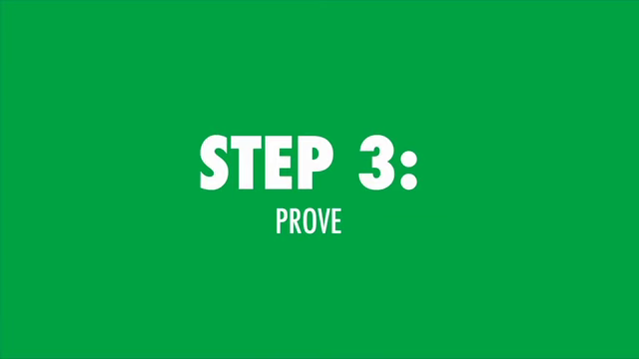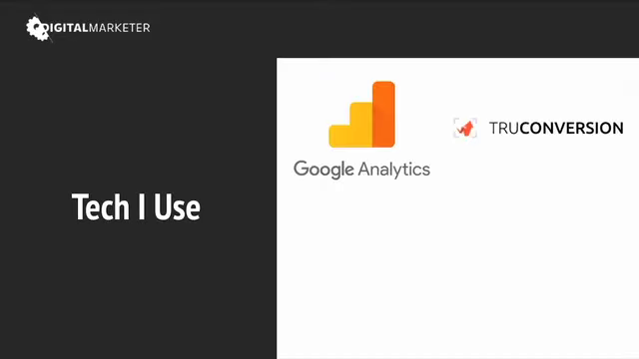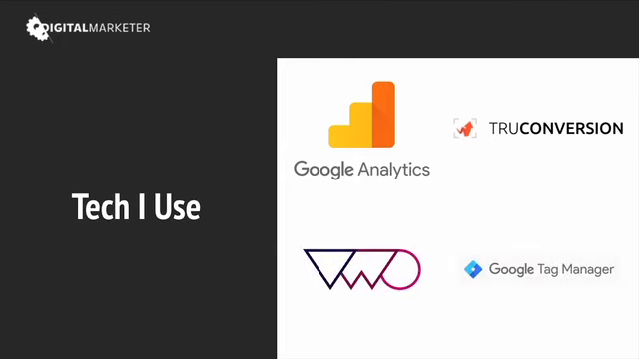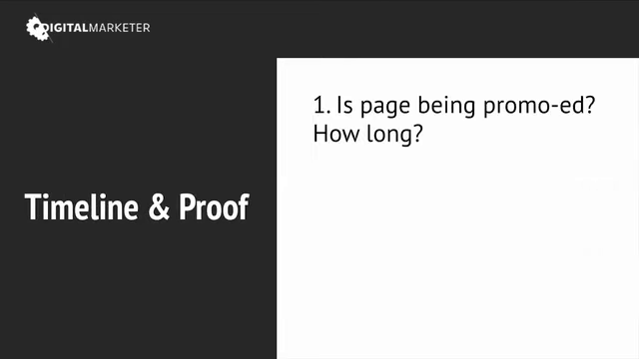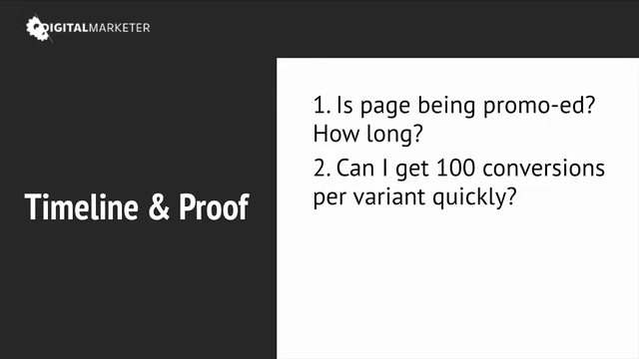So then how do I prove these things, right? I already talked about the different types of landing page tests that you'd be running there. So the tech I use is Google Analytics, True Conversion, Visual Website Optimizer, and Google Tag Manager. So how I do that is I like to ask myself, of this page, is the page being promoted? Are we getting sizable amounts of traffic? If we're not getting traffic to it, it's going to be hard to prove. Do we need to actually promote this thing?